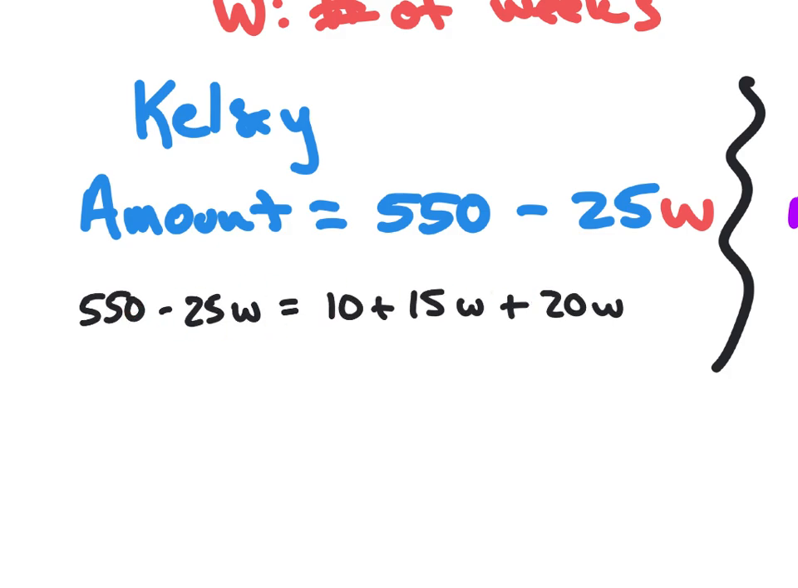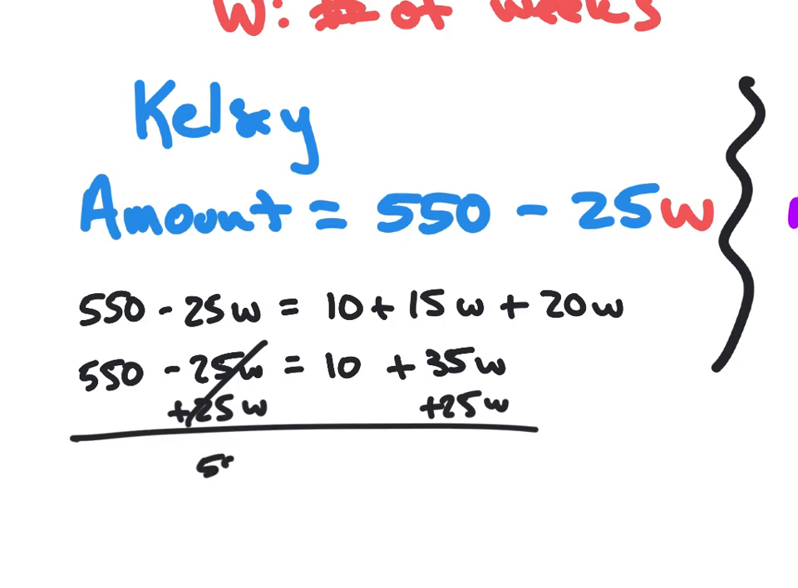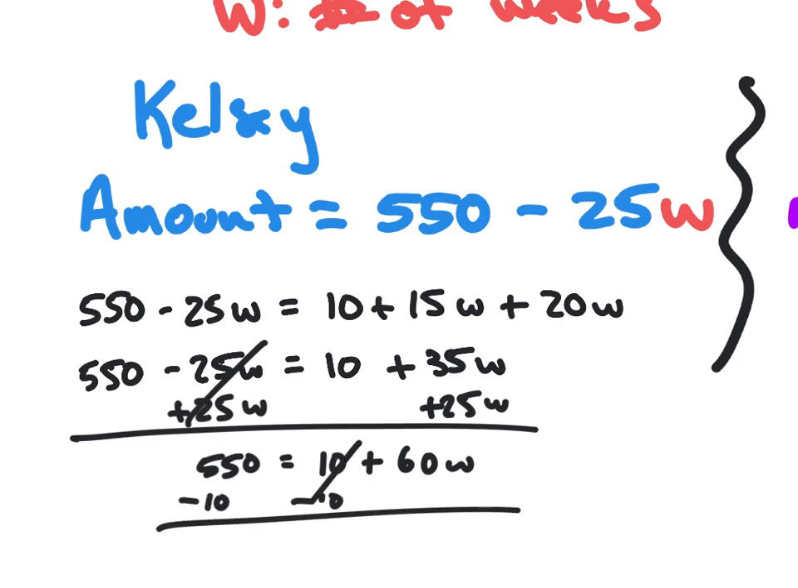And I want to solve this equation for W. So what I'm going to do is combine my like terms here and here. So 15W plus 20W is going to give me a total of 35W. So I'm just combining those like terms. Now, to solve this, I would add 25W to the right side of the equation. So I would add 25W to both sides, and I end up getting 550 is equal to 10 plus 60W. I would then subtract 10 from both sides, and that would give me 540 is equal to 60W.